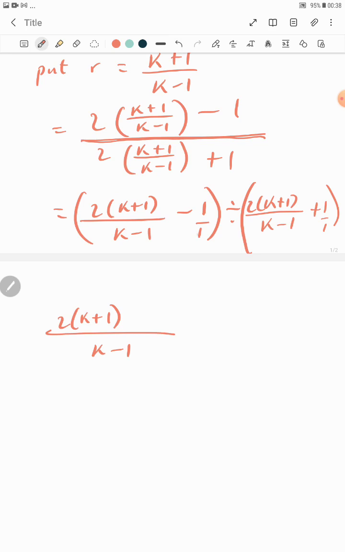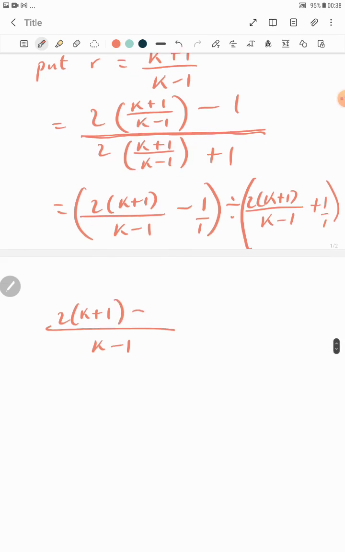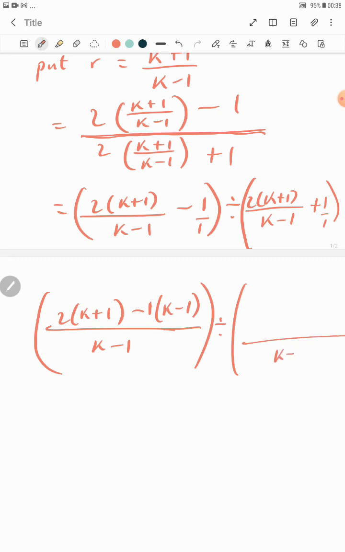That's just fractions, I'm just trying to explain it. 1 in this will give us K minus 1. Then minus K minus 1 times 1 will give us minus 1 into bracket K minus 1, and we have this in brackets. Then we have our division. The other side also, we do it that way. The LCM will be K minus 1. So this will be 2 bracket K plus 1, then plus 1 bracket K minus 1, all in brackets.